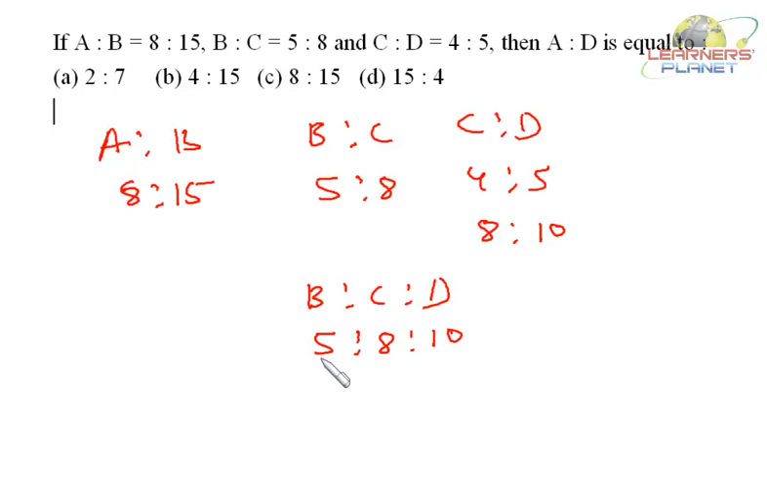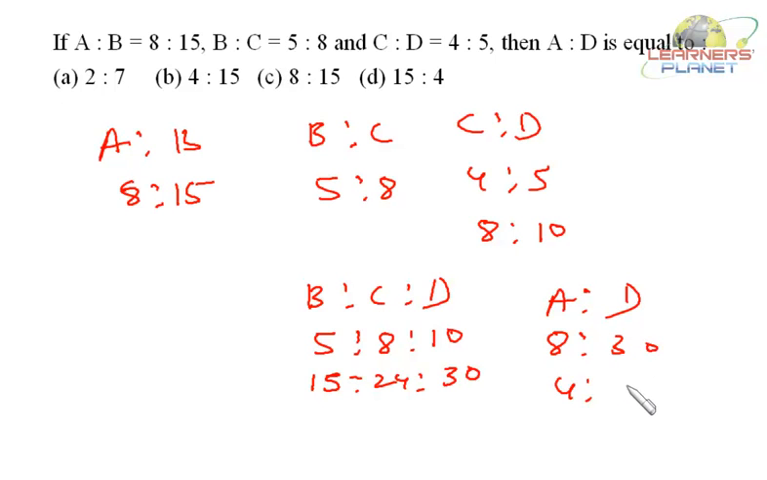Okay. Now here B is 5, here B is 15. So I can convert this 5 also into 15 by multiplying this ratio by 3. So it will be 15, 24, and 30, as 3 5s are 15, 3 8s are 24, and 3 10s are 30. Now A is to B is 8 is to 15, and B is to C is to D is 15 is to 24 is to 30. That means A is to D will be 8 is to 30. Or we can say it is 4 is to 15. Okay, this is the correct choice.